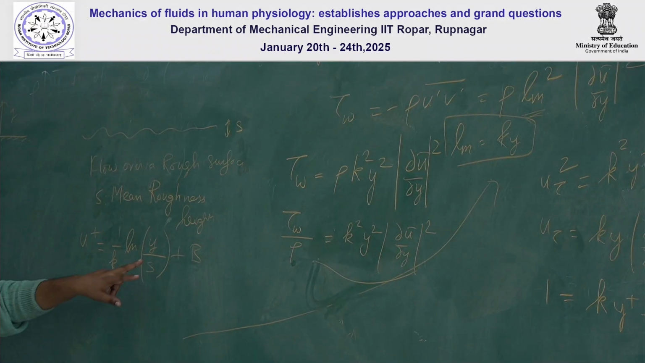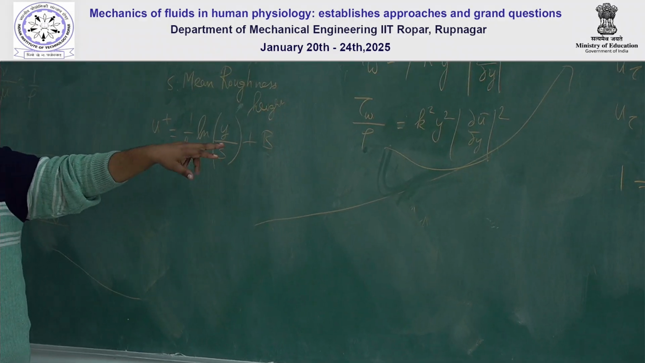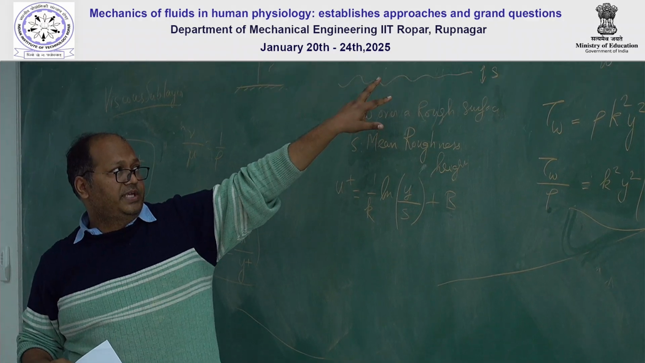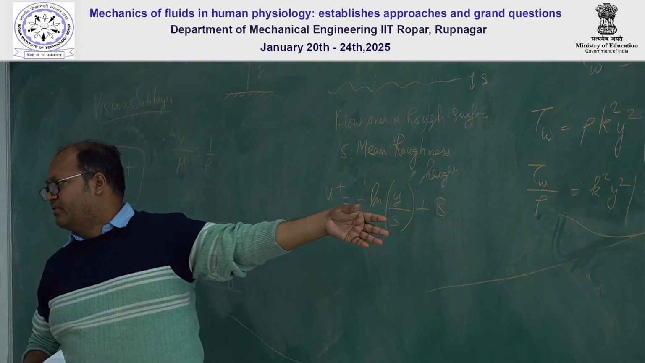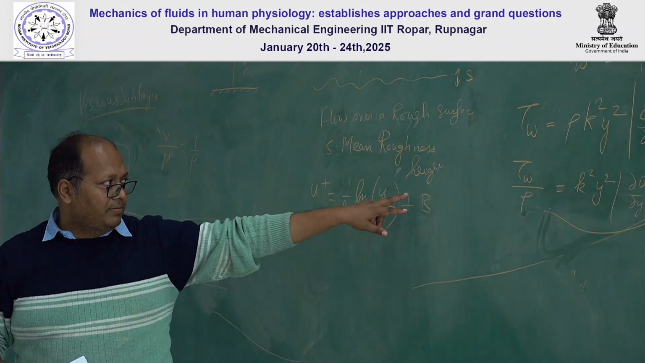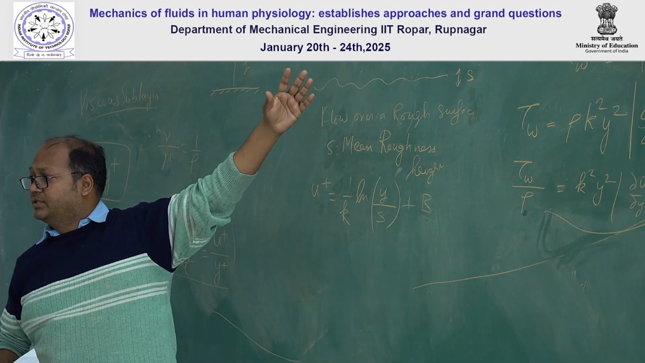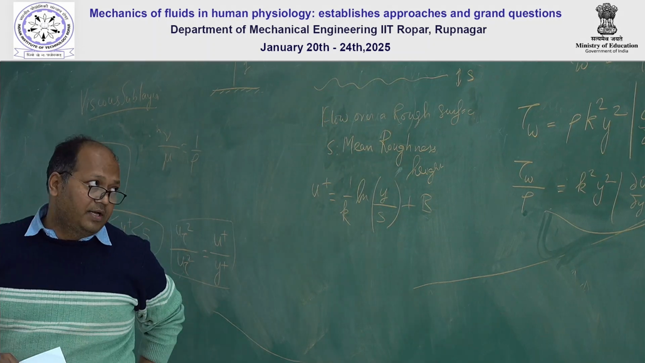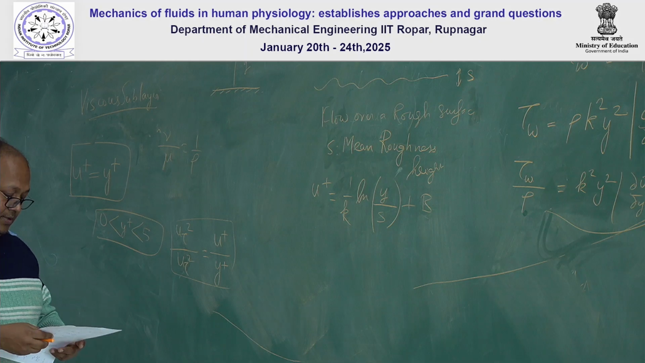Again, you can see that instead of y plus, it is normalized with this mean roughness height. B is again a constant. Obviously, this B will again change from scenario to scenario depending upon the mean roughness height.